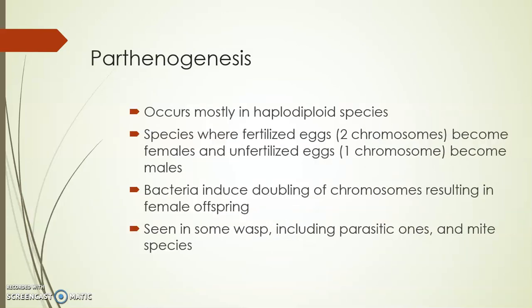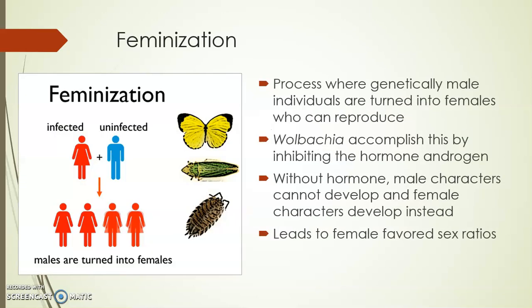This occurs mainly in haplodiploid species. These are species where fertilized eggs, which have 2 chromosomes, become female, and unfertilized eggs with 1 chromosome become male. The bacteria infect unfertilized cells with only 1 chromosome and induce the cell to double the chromosome, resulting in a female. This is seen in some wasp species, including parasitic ones, and certain mite species.